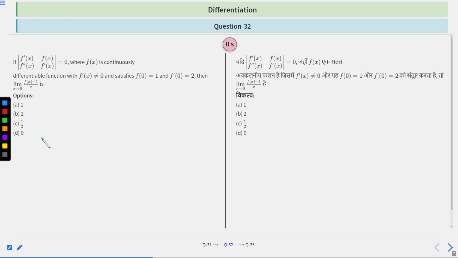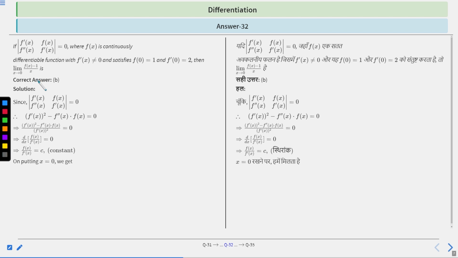Okay, let's move to the solution part. See, since the determinant of [f'(x), f(x); f''(x), f'(x)] is equal to 0, after solving this determinant we will get f'(x) squared minus f''(x) into f(x) equal to 0. Clear? So (f'(x) squared minus f''(x) into f(x)) upon f'(x) squared is equal to 0. So the differentiation of f(x) upon f'(x) equal to 0. This implies f(x) upon f'(x) is equal to a constant.